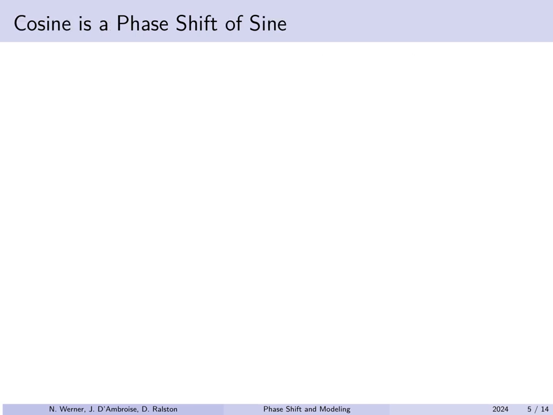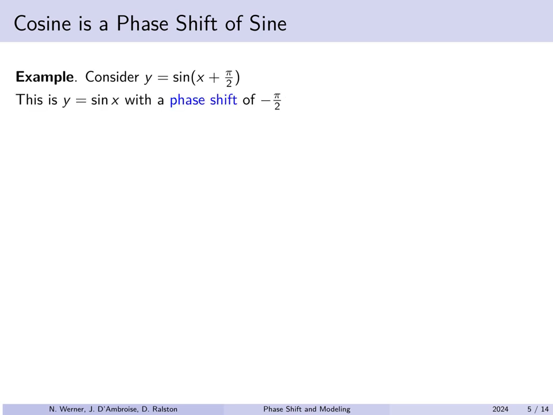Now we will see that the cosine curve is a phase shift of the sine curve. We've actually already seen this visually, that the shape of the cosine and sine curve is identical, they're just horizontally different from one another. So consider y equals the sine of x plus pi over 2. So this has a phase shift of minus pi over 2. In the formula for phase shift, remember it was x minus b. So this phase shift is negative pi over 2.